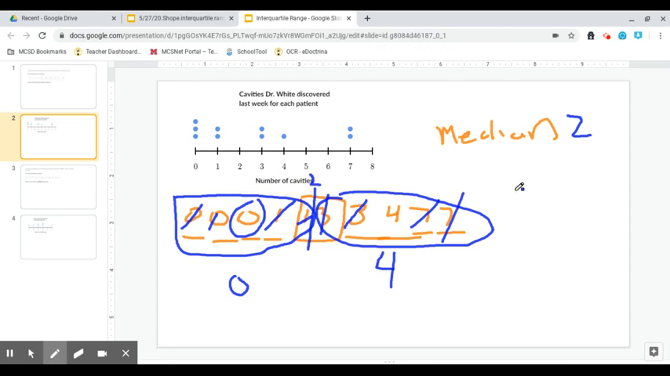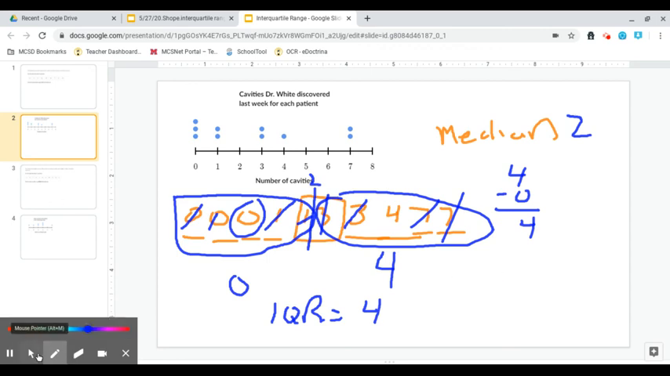So our interquartile range is this minus this. 4 minus 0 is 4. So my interquartile range is 4. Basically, you're finding the median on the left and the median on the right, and once you have them, subtract. Okay, we're going to do another example.